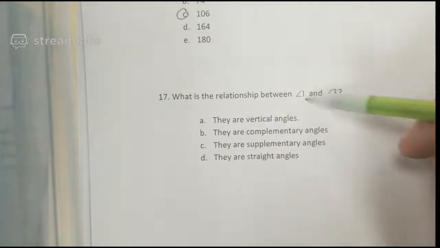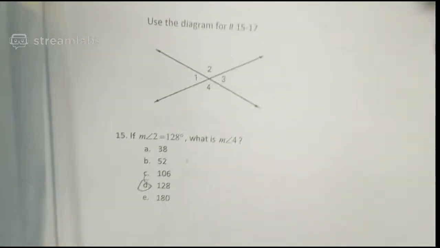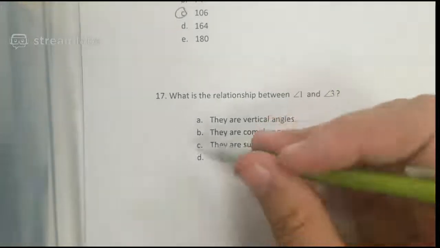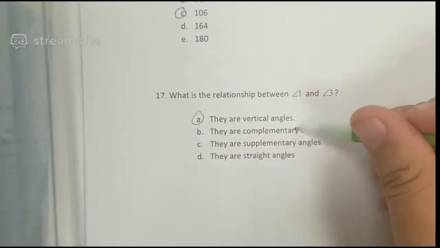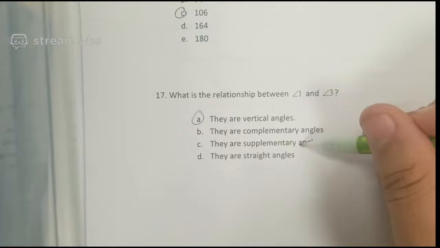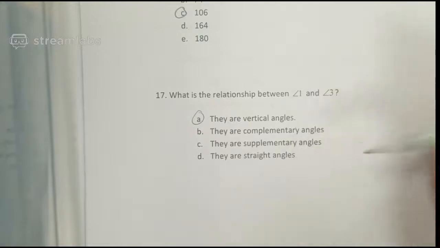What is the relationship between angle 1 and angle 3? They share two opposite rays, so they're vertical angles. Vertical angles probably are here, yes. They're not complementary. They don't necessarily add up to 90. They're not supplementary. They don't necessarily add up to 180. They are not straight angles either. Straight angles are one angle that adds up to 180. We're already on chapter 3, which is really beneficial.